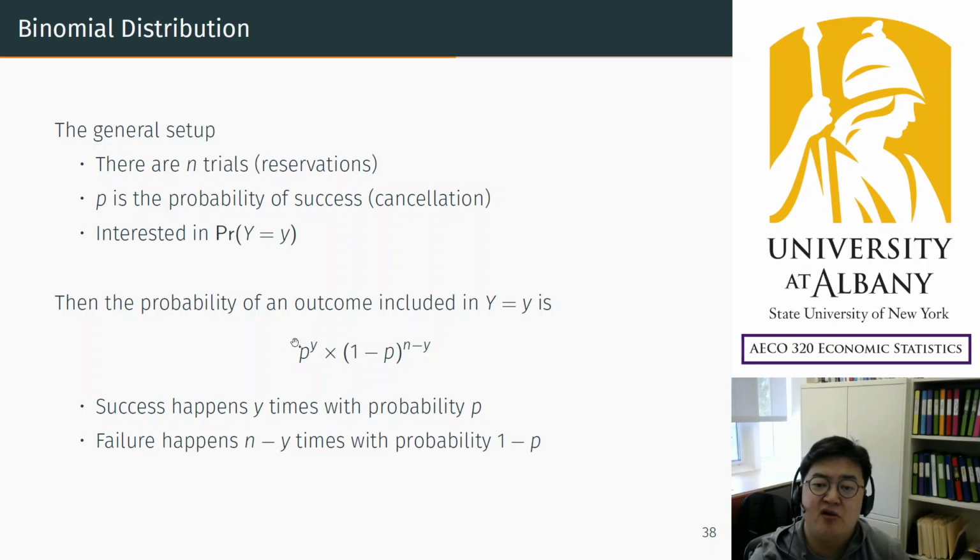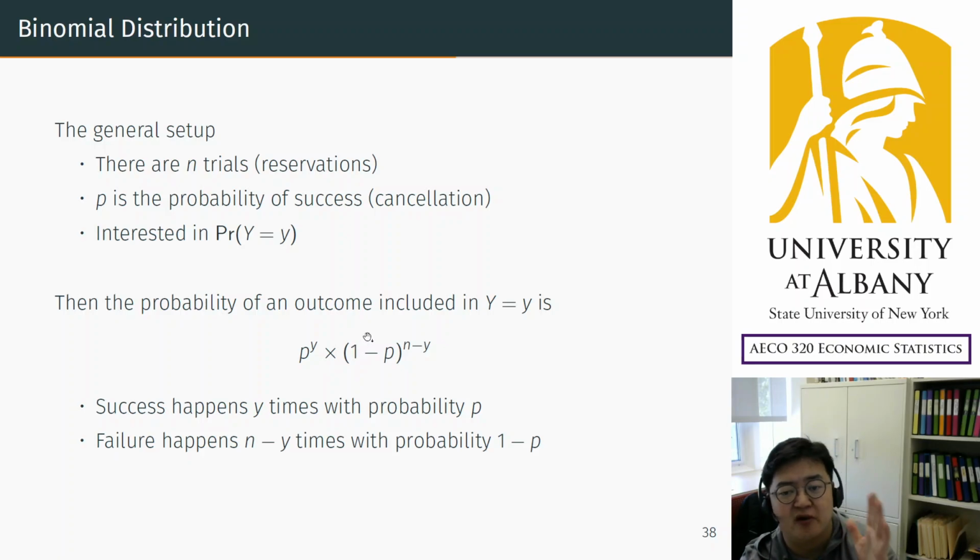P is the probability of success. That should be multiplied as many times as the number of successes that happened, right? So P should be multiplied lowercase y times, because we are interested in the case where success happens y number of times. So success happens y times with probability P. So P raised to the exponent of y.